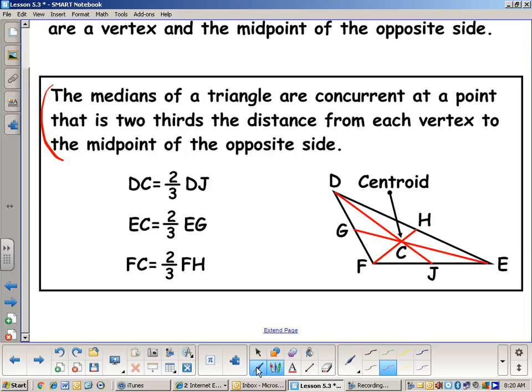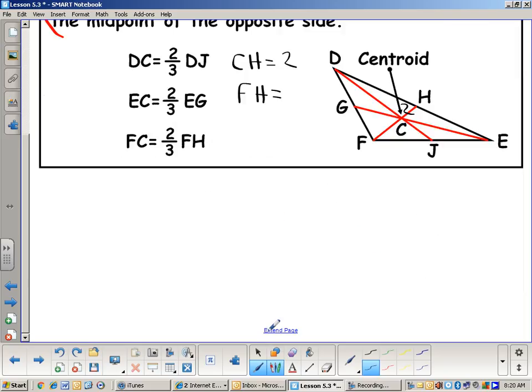A question that they might ask you is, if this length here is 2, CH equals 2, then what is FH? 6. If CH is 2, then what's FH? 6. I'm hearing 6 and I'm hearing 4. How long is FC if C is 2? 4.